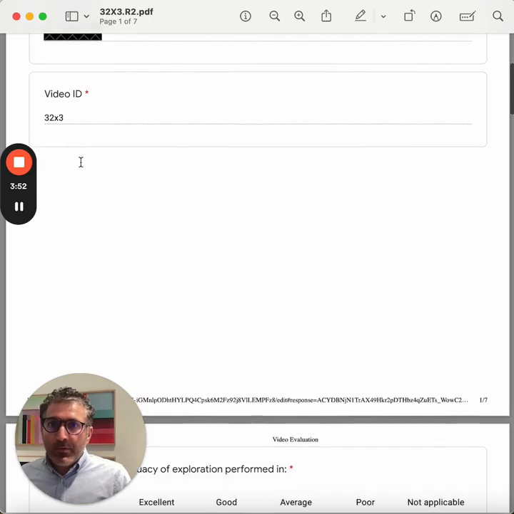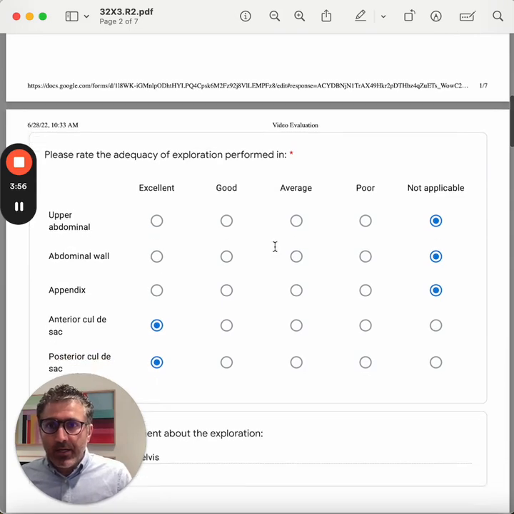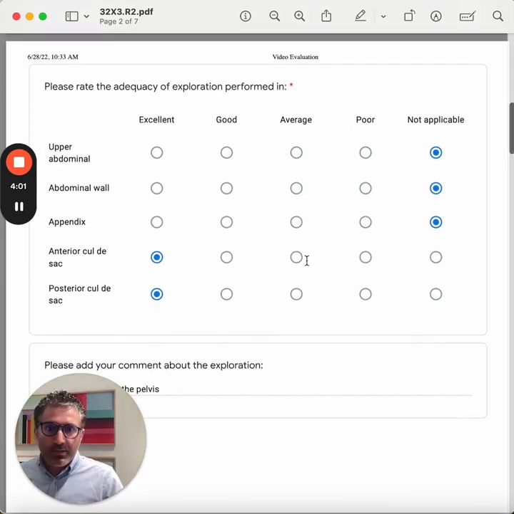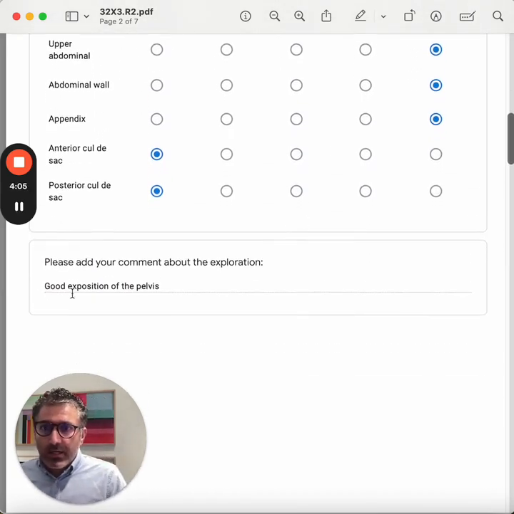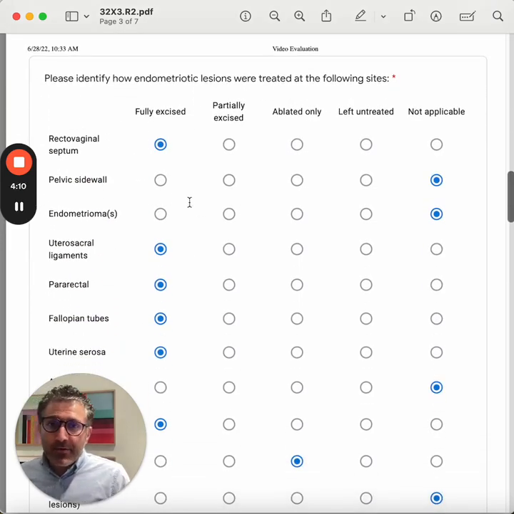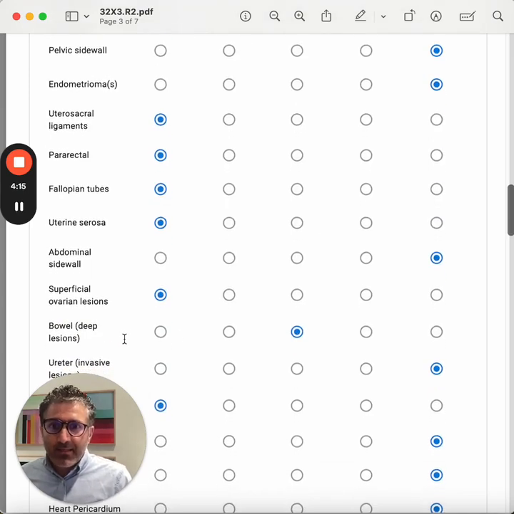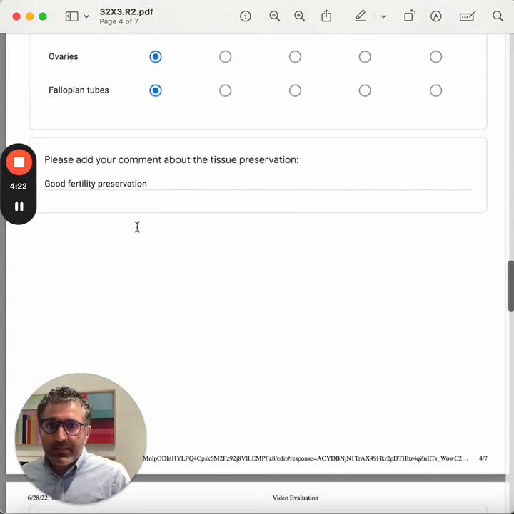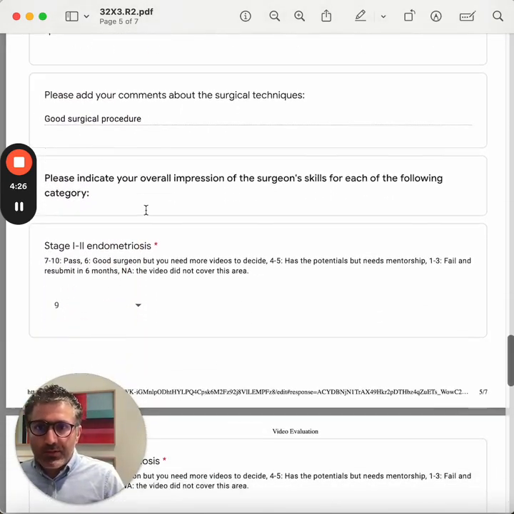So video ID was 32x3, but now exploration. Upper abdomen. This surgeon has done a great anterior posterior cul-de-sac. For whatever reason, this reviewer thought it's not necessary to do the others. Good exposition of the pelvis. I'll go now through different regions: fully excised in most regions, ablated in bowel, obviously, and ovaries. Handling was excellent. And you go down to the techniques and good surgical procedure in general.